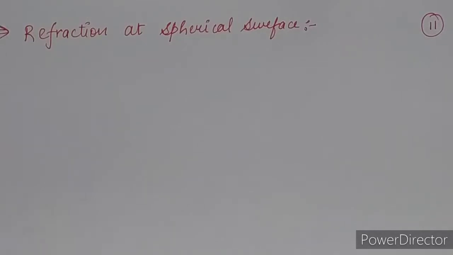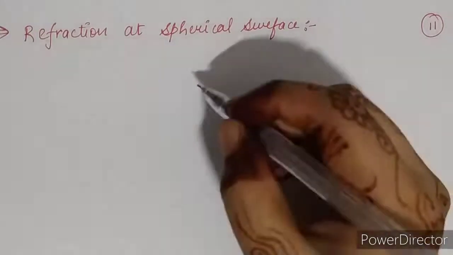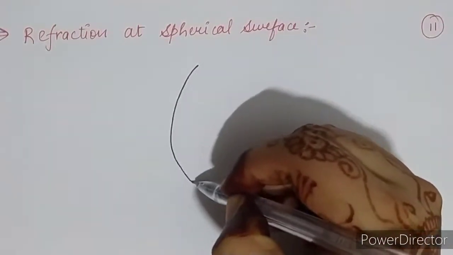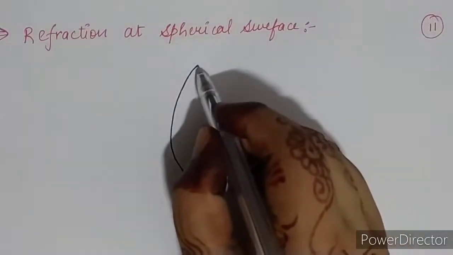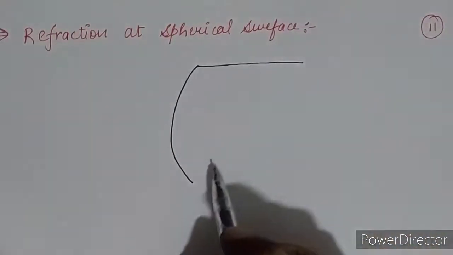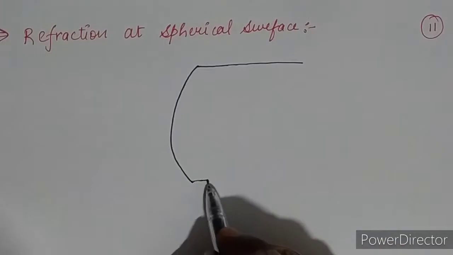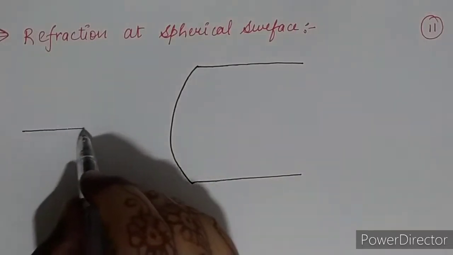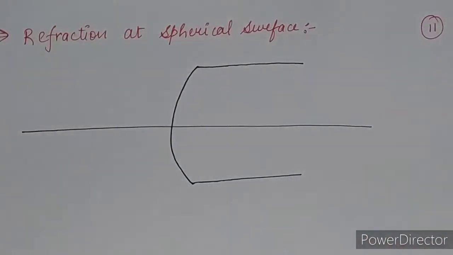First of all, for understanding this concept of refraction at a spherical surface, we have to start with the ray diagram. Suppose I am taking a spherical surface, and I am extending this line. Remember that the law of refraction is applicable at every point of a spherical surface. This is the principal axis, you know it very well.